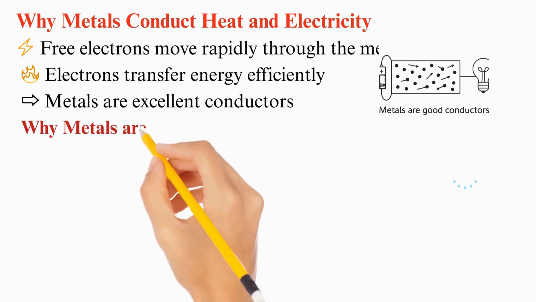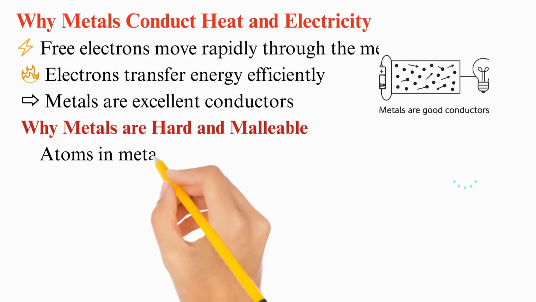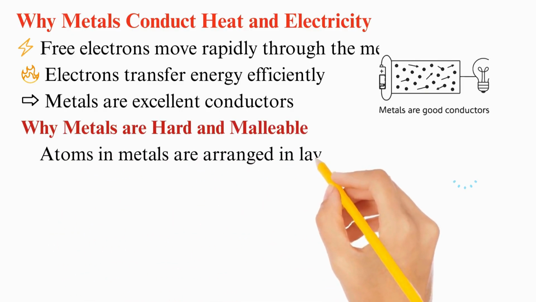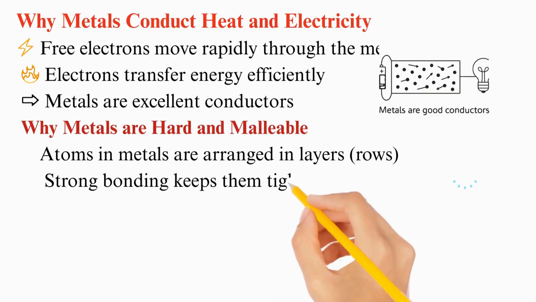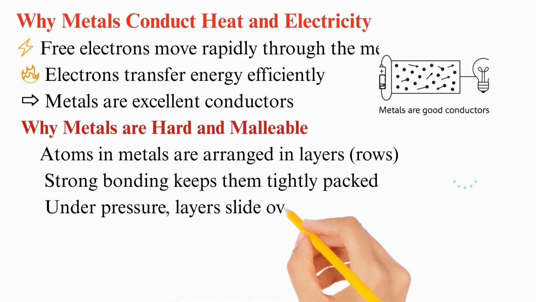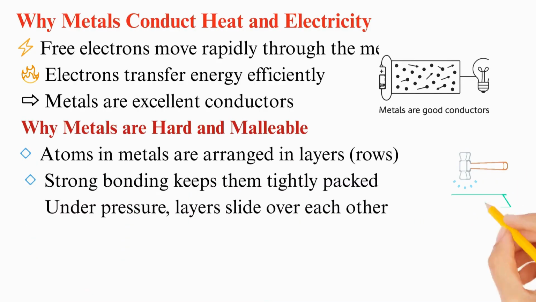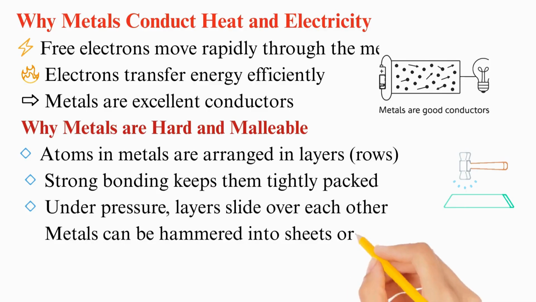Why are metals hard and malleable? Atoms in metals are arranged in layers, rows. Strong bonding keeps them tightly packed. Under pressure, layers slide over each other. Metals can be hammered into sheets or drawn into wires.